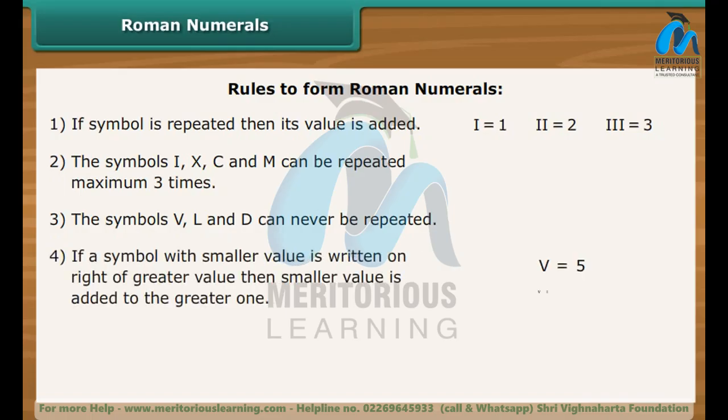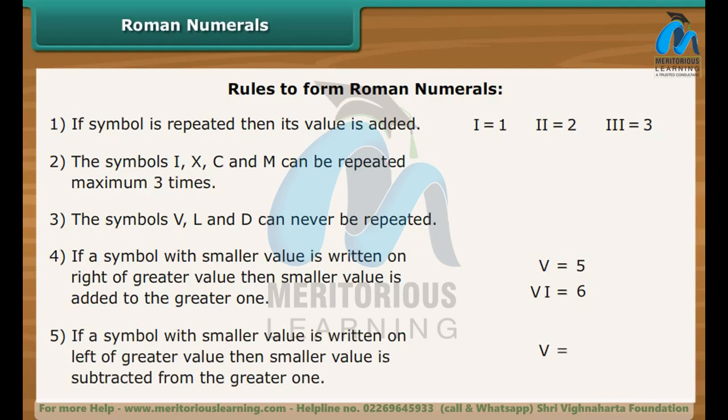4. If a symbol with smaller value is written on right of greater value, then smaller value is added to the greater one. 5. If a symbol with smaller value is written on left of greater value, then smaller value is subtracted from the greater one.